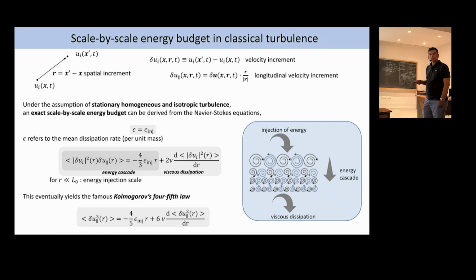And you get a statistical equation telling that the third-order structure function for the velocity increments over a distance r scales linearly with the spatial increment r, and this is the signature of the energy cascade, and you have to add some viscous term to take into account viscous dissipation. And these equations can be reformulated to get the famous Kolmogorov four-fifths law.